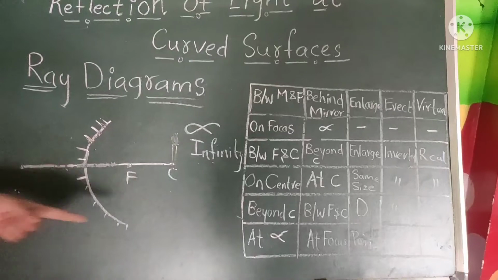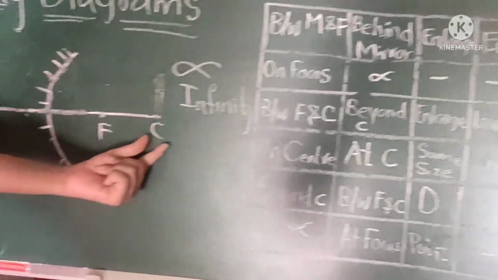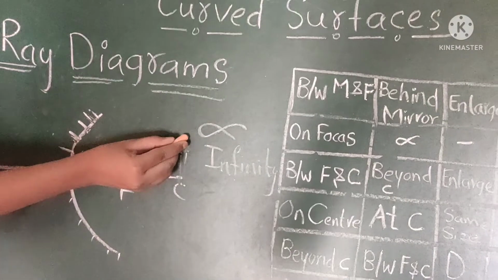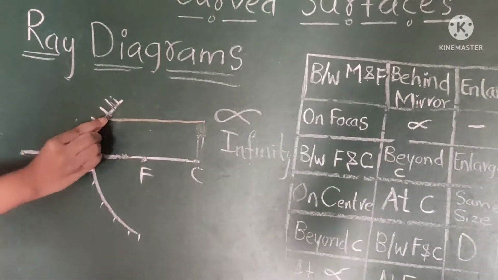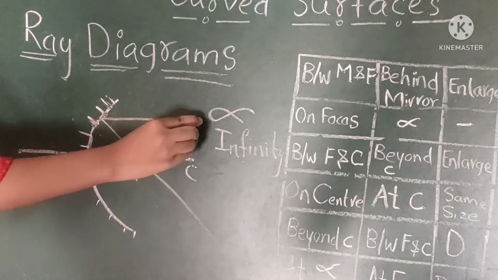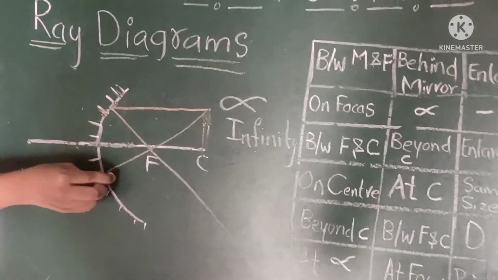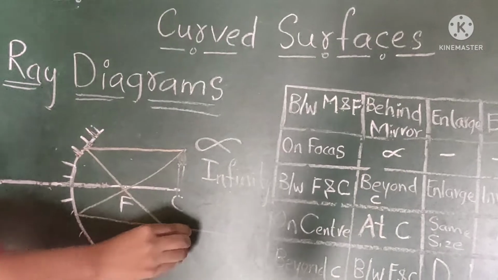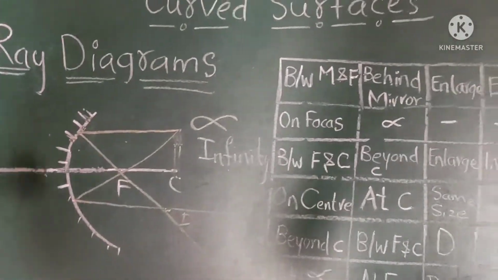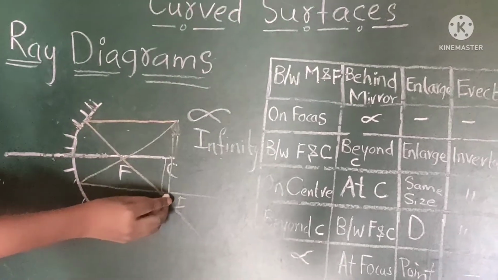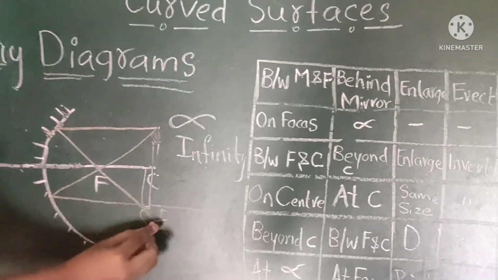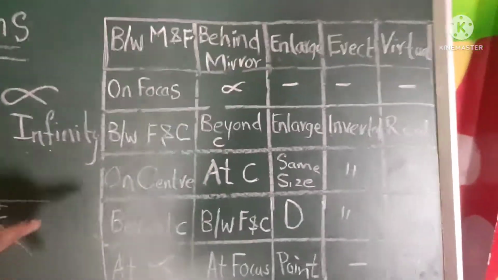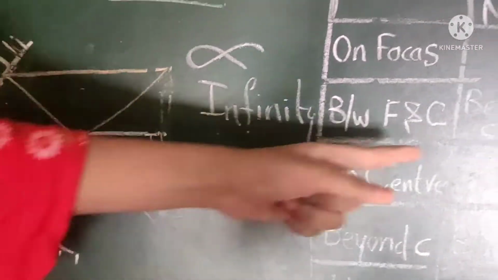So moving to the next ray diagram, on center of curvature. Let's see. It is center of curvature. We have placed an object on it. Yes, we can see this is the first ray. Then second ray. We got here. So this is a position of image on center of curvature itself. It is same size even. Let's observe the table here. On center of curvature, then position of image is at C. And it is same size, and it is inverted. Yes, and it is real image.